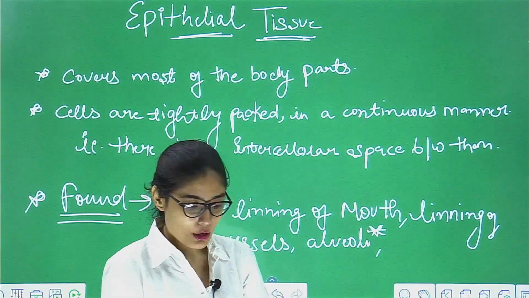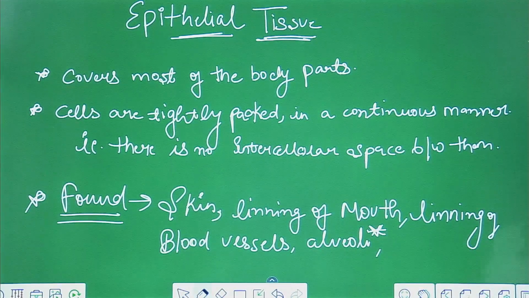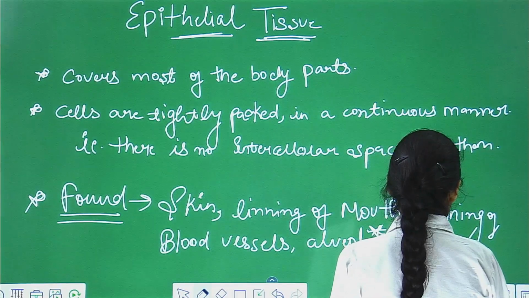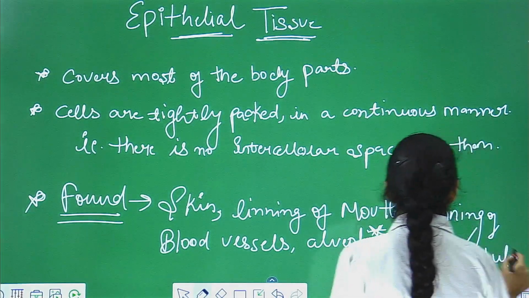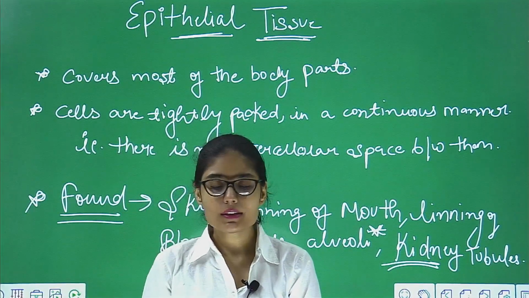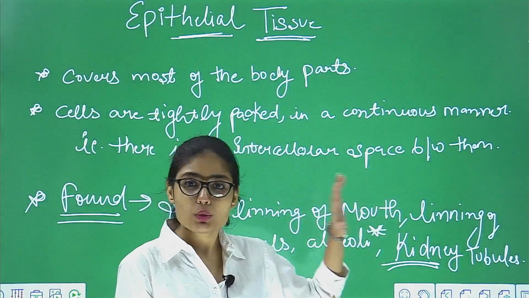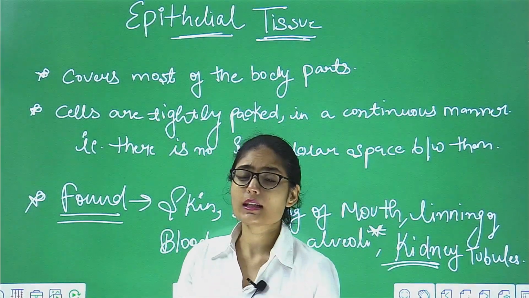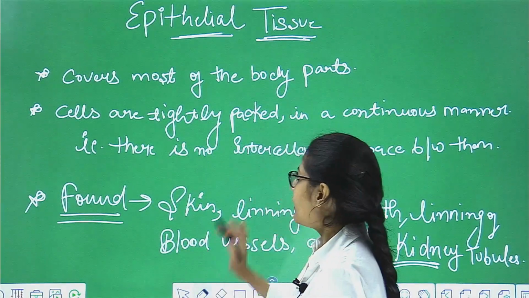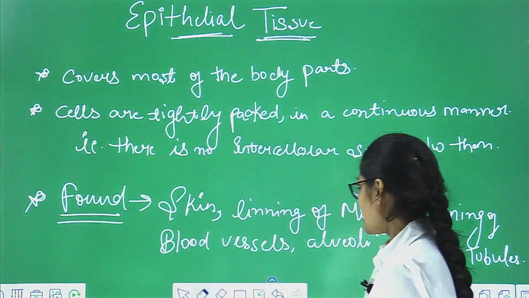It's an important point that exchange of gases happens in the alveoli. Okay, and also kidney tubules. Kidney is a major organ. It performs the excretion process, right? The purification of blood, the formation of urine, it happens in the kidney. So it is in the kidney tubules also. That means most of the organs in our body have epithelial tissue found there. Okay, so just keep this also in your mind.